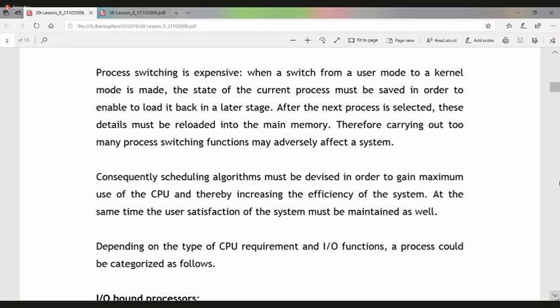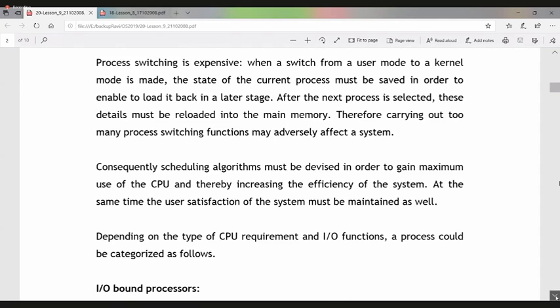At the same time, user satisfaction with the system must be maintained as well. Not only CPU utilization, but the user side. If the user is waiting for his application, it is not good for the operating system. For example, if you enter a username and password and wait 5 minutes for a reply, it is not up to a satisfactory level, right? So you have to meet both.